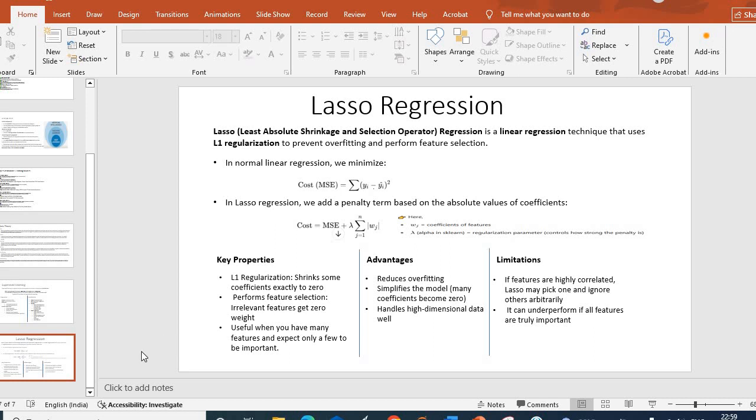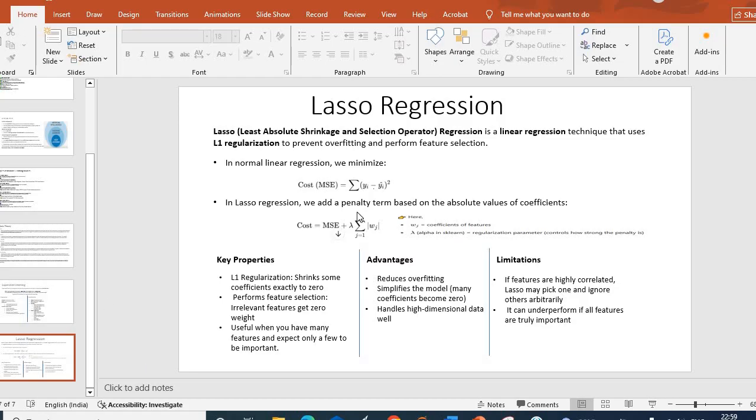Today in this video we'll learn about lasso regression, which is also a kind of supervised learning, an extended form of linear regression. What lasso stands for is least absolute shrinkage and selection operator regression. It is a linear regression technique that uses L1 regularization to prevent overfitting and perform feature selection.